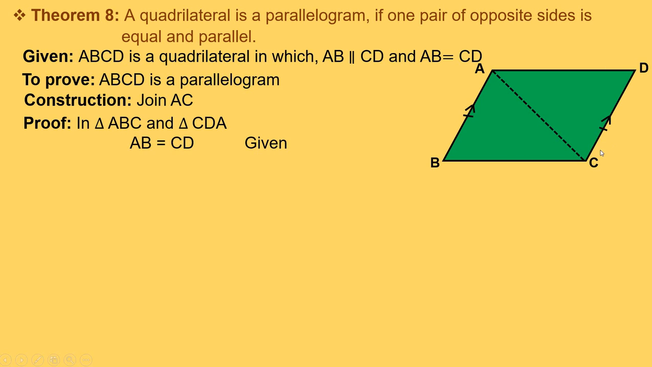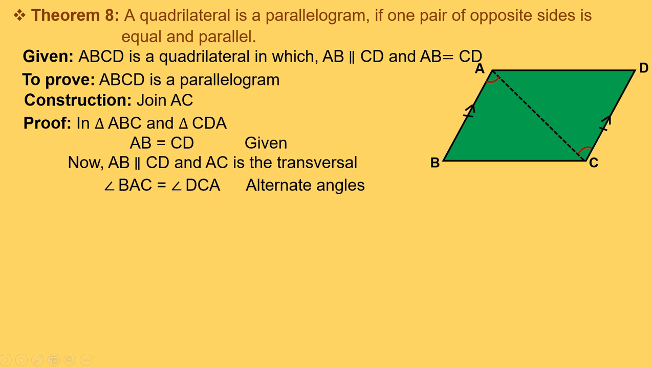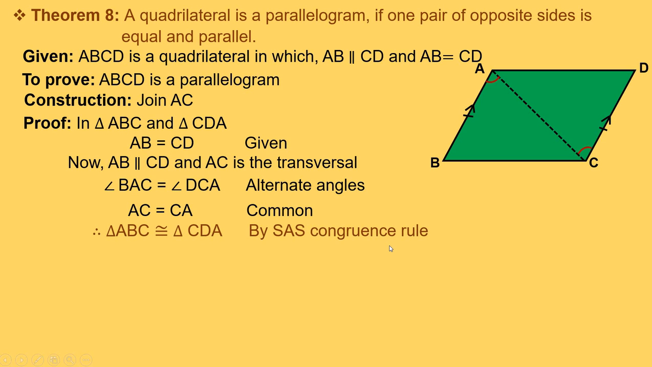Now AB is parallel to CD and AC is the transversal. Therefore, angle BAC is equal to angle DCA. That is, alternate angles are equal. Now AC is equal to CA, which is common to both the triangles. Therefore, triangle ABC is congruent to triangle CDA by SAS congruence rule. This implies angle BCA is equal to angle DAC by CPCT.